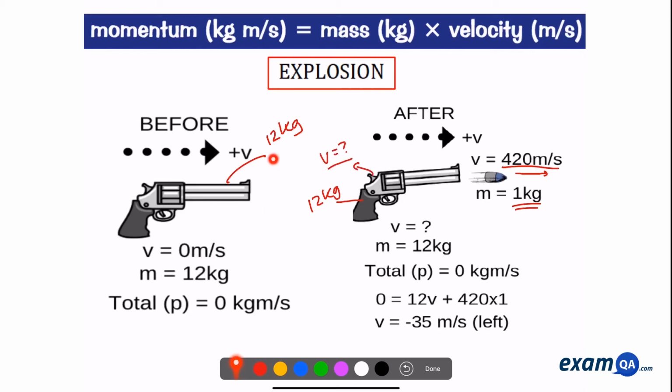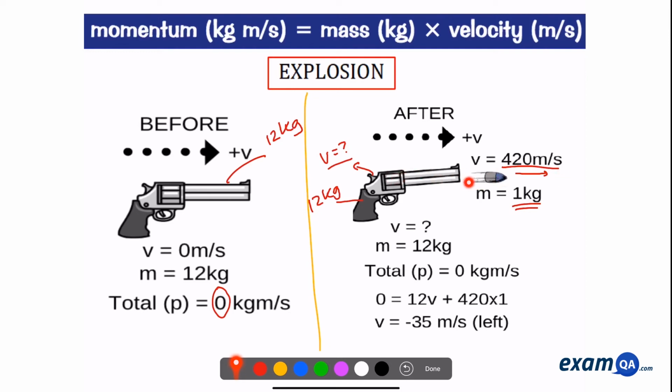Okay, so let's go back to the question. Before, what's the total momentum? We can see that mass is 12, but since it's not moving, I'm going to do 12 times 0, so that's going to give me 0. So the total momentum before is 0, which means the total momentum after is also 0. However, we see that after, things are moving, so how can it have a total momentum of 0? The reason is because this guy is going to be moving to the left, so it's going to have a negative momentum. This guy is going to be moving to the right, so it's going to have a positive momentum, and together, negative and positive should give you 0.